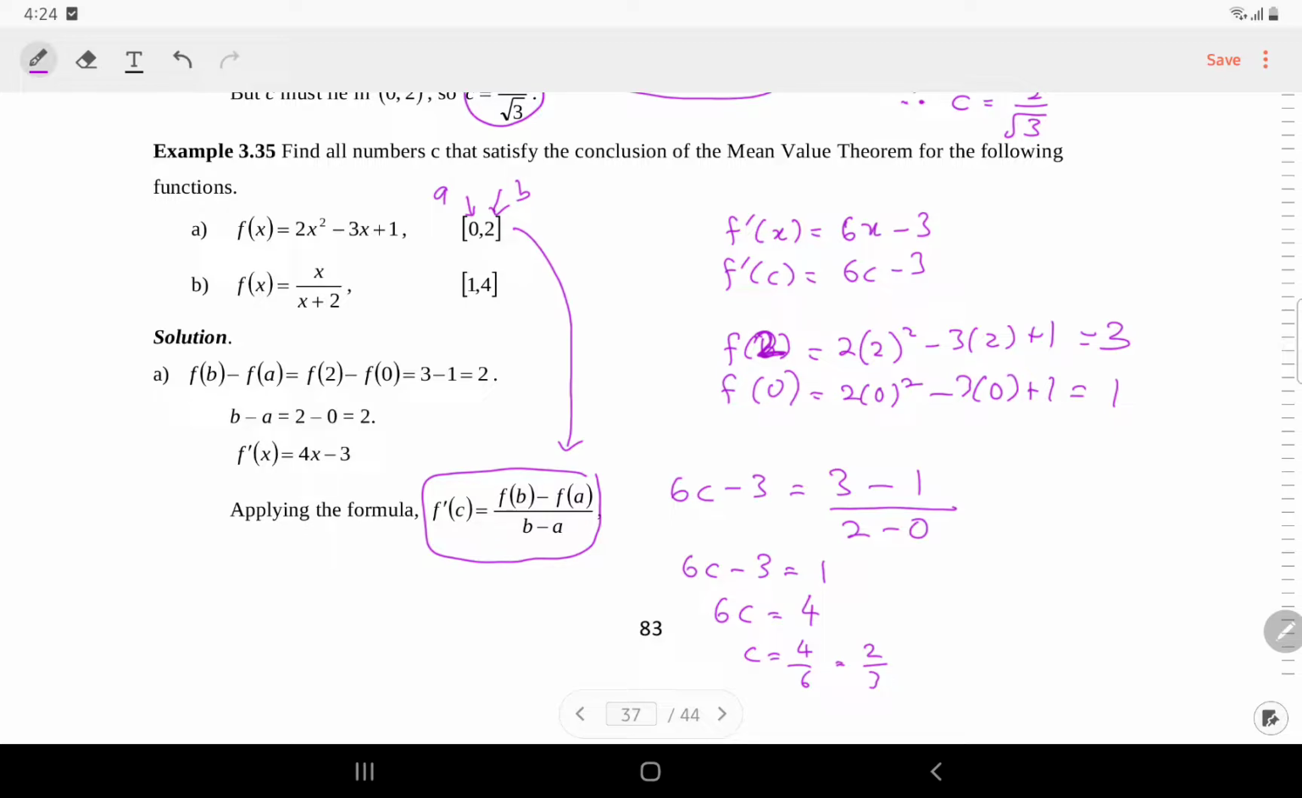Okay, so it is true that 0.67 lies between 0 and 2. So our answer is correct.